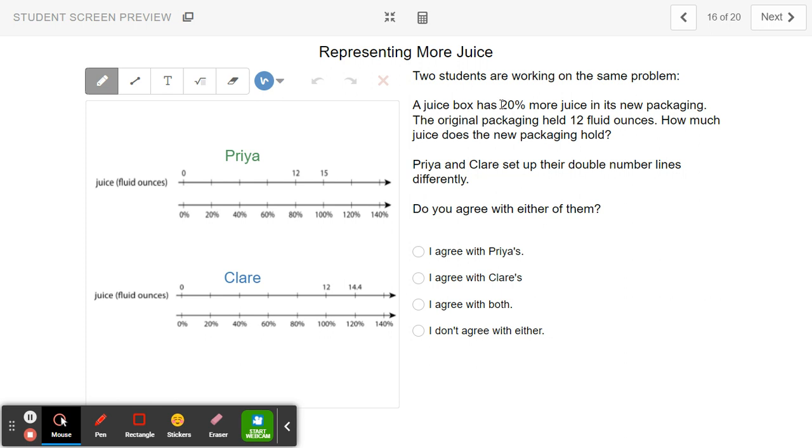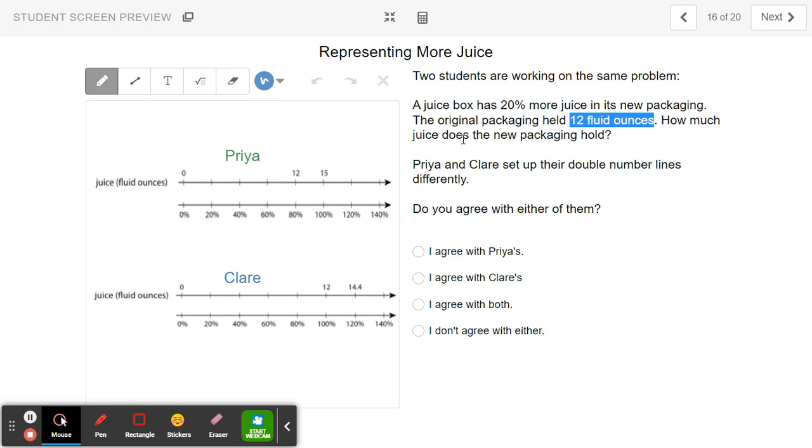A juice box has 20% more juice in its new packaging. Okay, so already I'm thinking that means it's going up. So percent increase. The original packaging held 12 ounces. So, okay, I know that's the original amount. I know that's got to match up with 100%, right? Original is the 100%. How much juice does the new package hold?